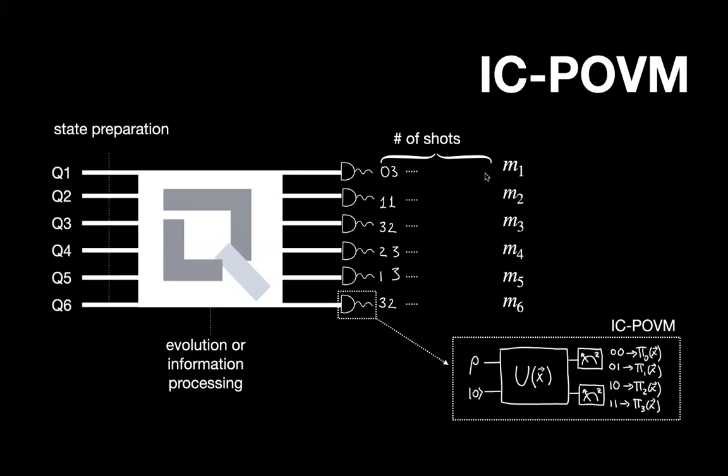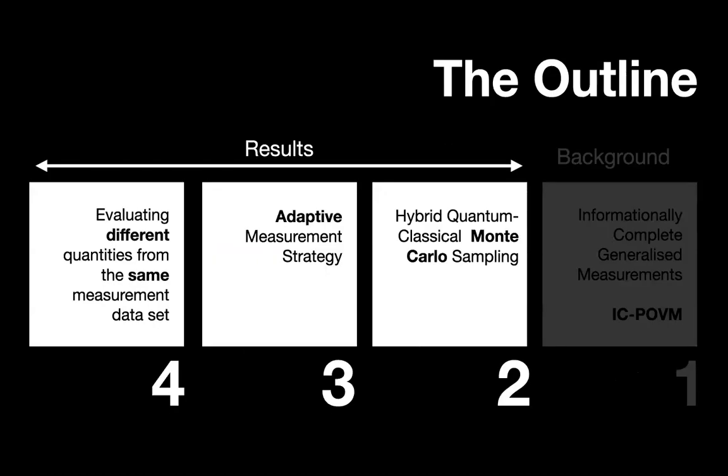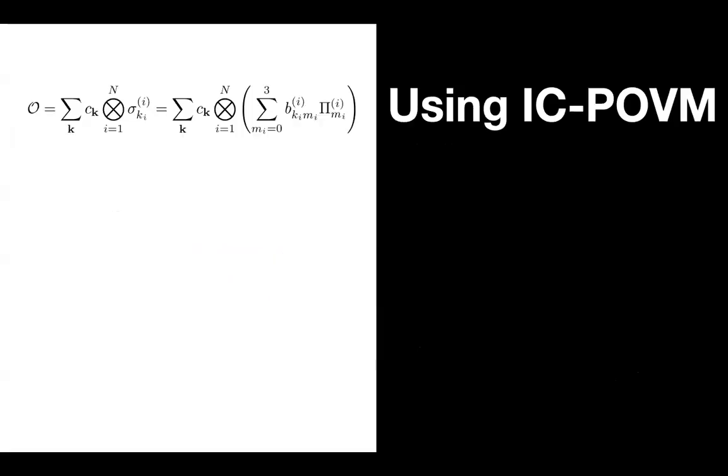I just want to introduce notation in this slide. I will call them M1, M2, M3, Mi in general, these sets of measurement outcomes for each informationally complete generalized measurement. Okay, now this is the background. I'm ready to introduce now the first result, which is this new approach that we have developed.